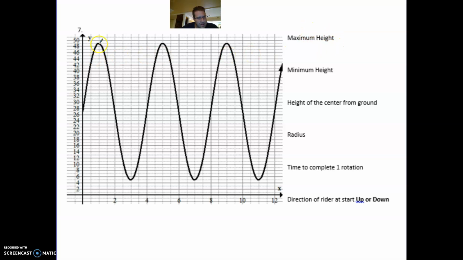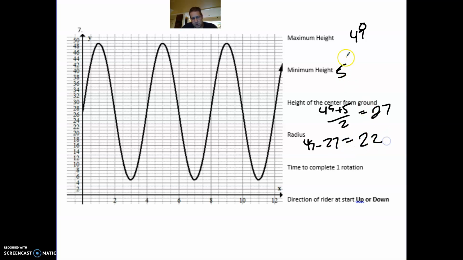So maximum height is 49. Minimum height is 5. Got to really look closely here. So add those two together and divide by 2. You get, let's see, 54 divided by 2 is 27. 49 minus 27 equals 22. So this is 22 below it, and this is 22 above it.